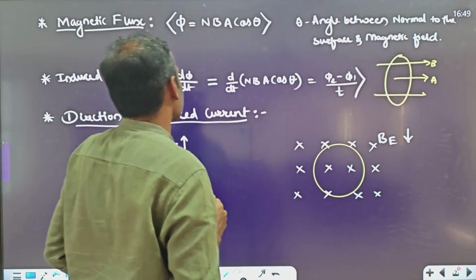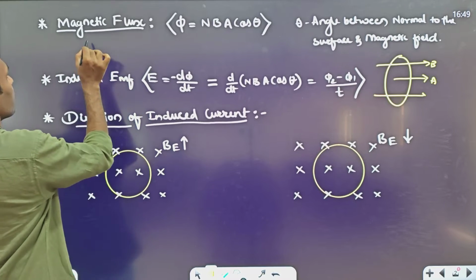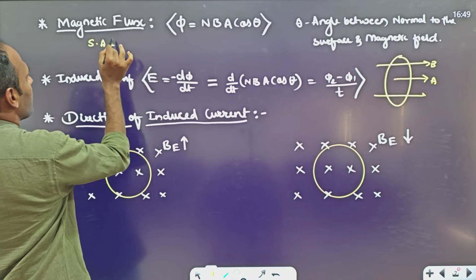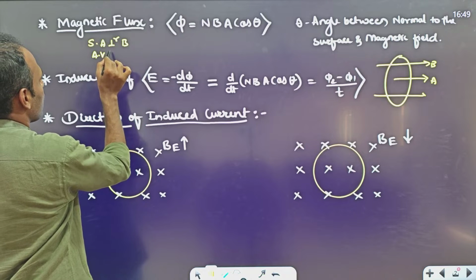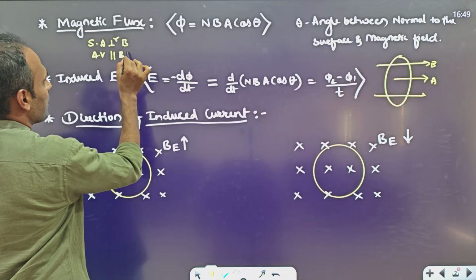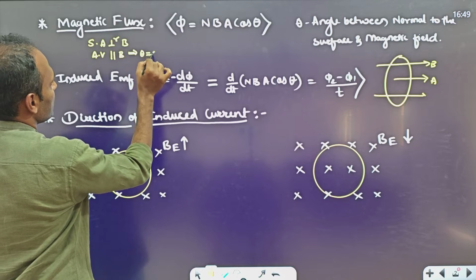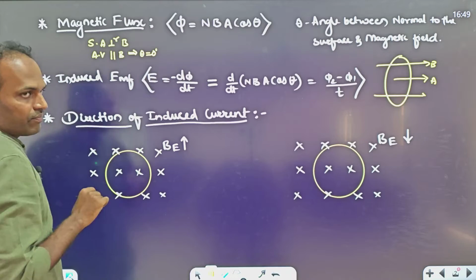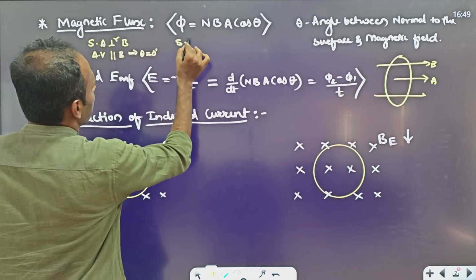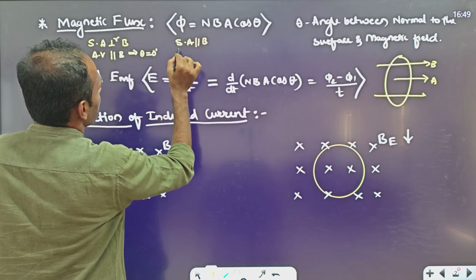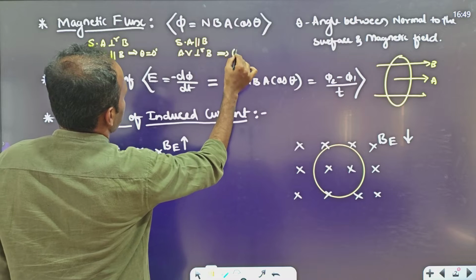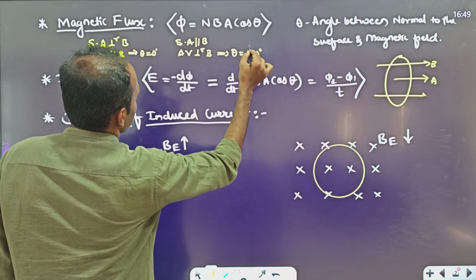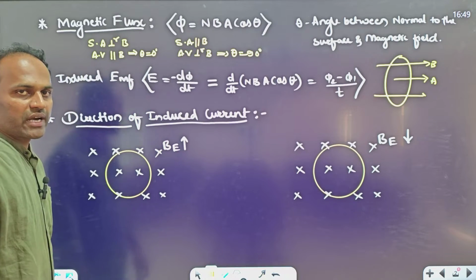So remember, in case of flux, if surface area is perpendicular to the magnetic field, then area vector or normal will be parallel to the magnetic field, and you have to take the angle between these two. Angle is zero, substitute. If surface area is parallel to the magnetic field, then area vector will be perpendicular to the magnetic field. So you have to take angle is equal to 90 degree. So it is not the angle between surface area and magnetic field.